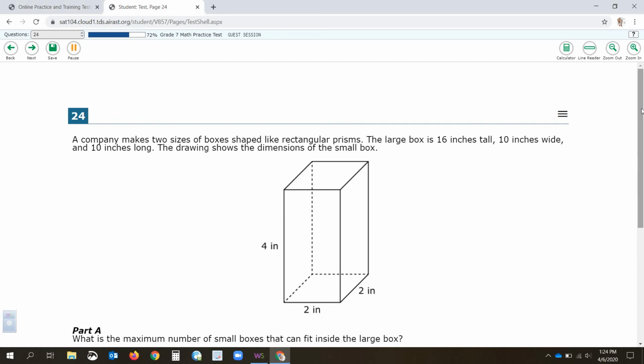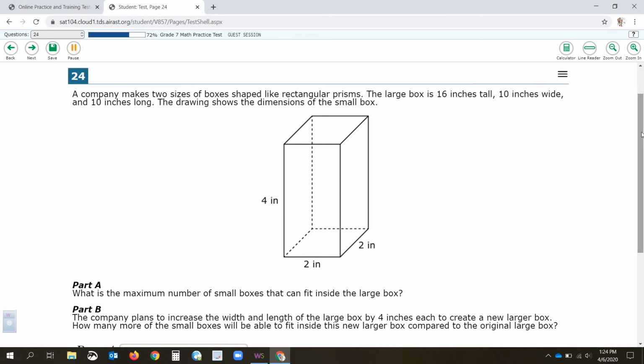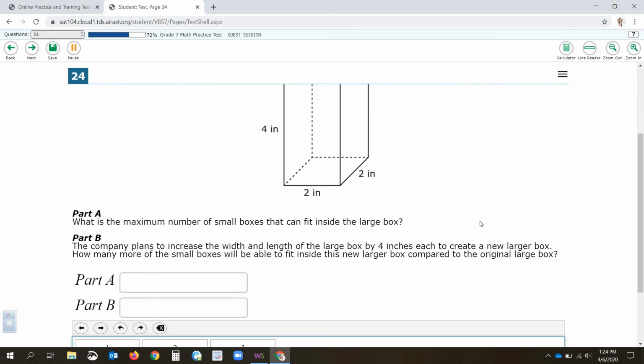All right, number 24. A company makes 2 sizes of box shaped like rectangular prisms. The large box is 16 inches tall, 10 inches wide, and 10 inches long. The drawing shows the dimensions of the small box. Part A. What is the maximum number of small boxes that can fit inside the large box? Part B. The company plans to increase the width and length of the large box by 4 inches to create a new larger box. How many more of the small boxes will be able to fit inside this new larger box compared to the original large box?